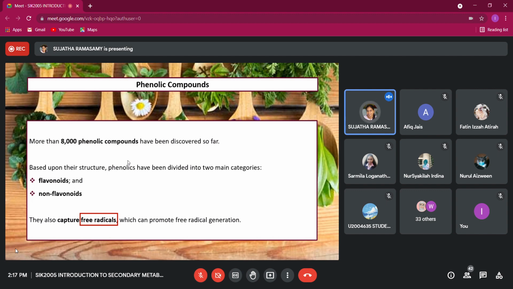Okay, before I proceed, anyone know what is free radicals? Anyone?